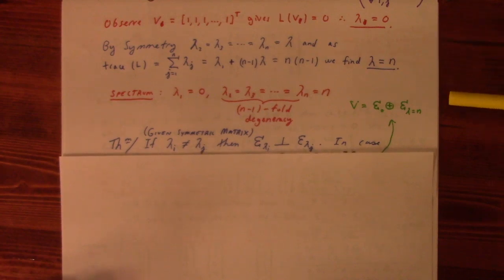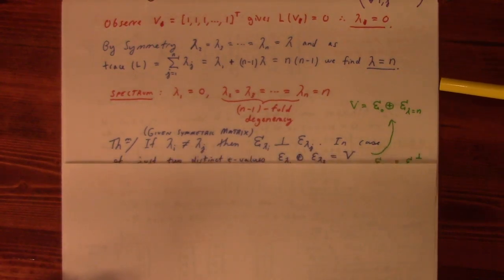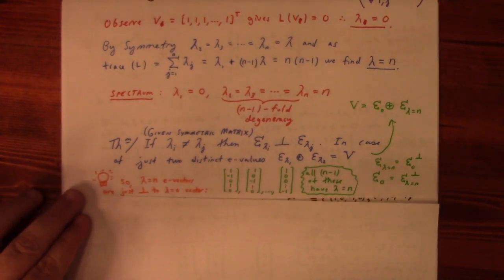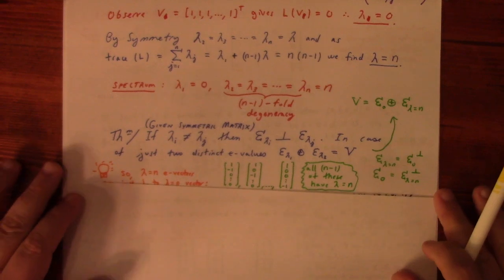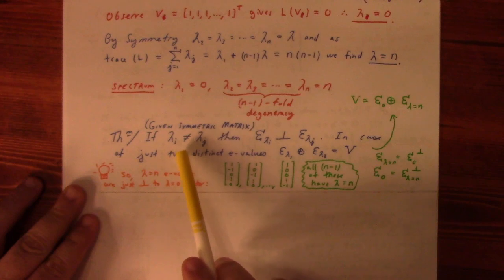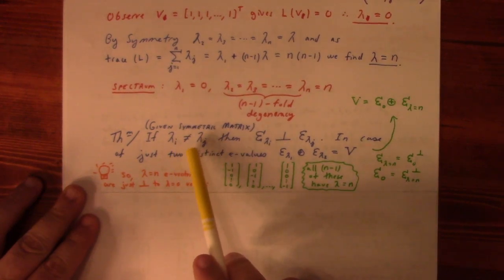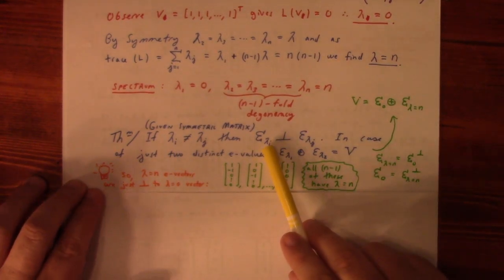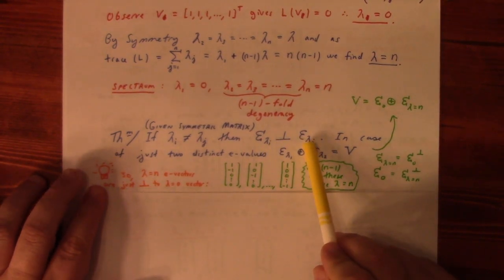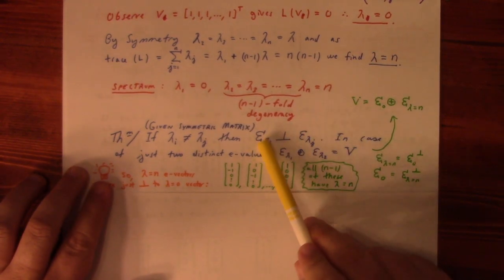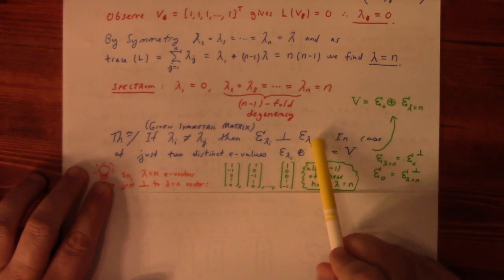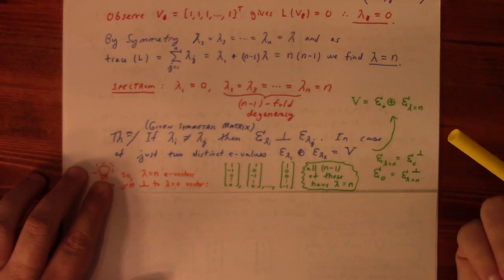Now, there's a bit of theory here about symmetric matrices which we should appreciate and try to exploit. That theory is as follows. Given a symmetric matrix, if we have distinct eigenvalues lambda i and lambda j, then the eigenspaces corresponding to the i-th and j-th eigenvalues are perpendicular. What that means is that if you take any vector from here and any vector from there and take their dot product, it's 0. Like the xy plane and the z-axis or something like that.